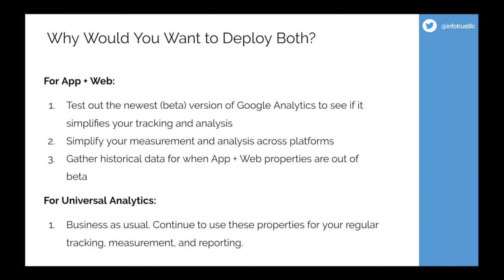And then also another thing is just gathering historical data for when app and web properties are out of beta. So if you do make a decision at some point that you do want to move over your reporting to the App Plus Web properties, if you set it up now, you have all that historical data in there versus if you wait until they come out of beta and say, okay, yeah, we want to set these up now, you're not going to have that historical data in there. So if anything, you can at least have historical data in there if you do decide to go down that route and use App Plus Web properties for that.